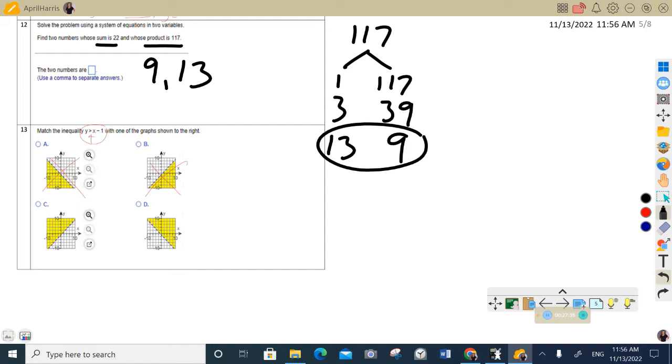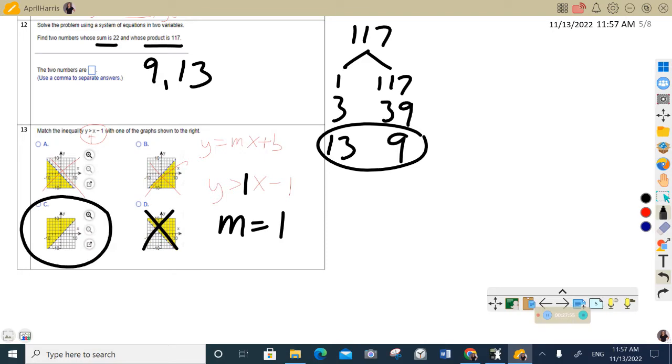And your equation is in y equals mx plus b form. So the slope of our line, since there's no number out in front of x, there's a slope of 1. It's a positive slope. And so C has a positive slope, D has a negative slope, so the answer is C. And that's that.